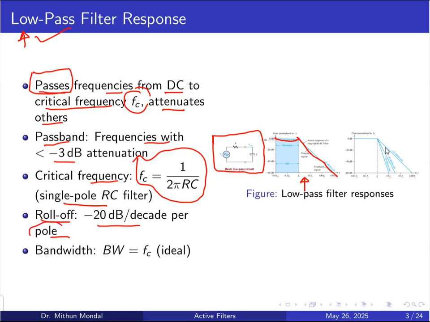Again, how many poles are there in the system also matters a lot. The bandwidth for the ideal case is equal to the critical frequency. So this is the bandwidth of the system, which is equal to the critical frequency, and the system can have multiple poles, so it can fall with multiple roll offs, that is minus 20 decibel, minus 40 and so on.